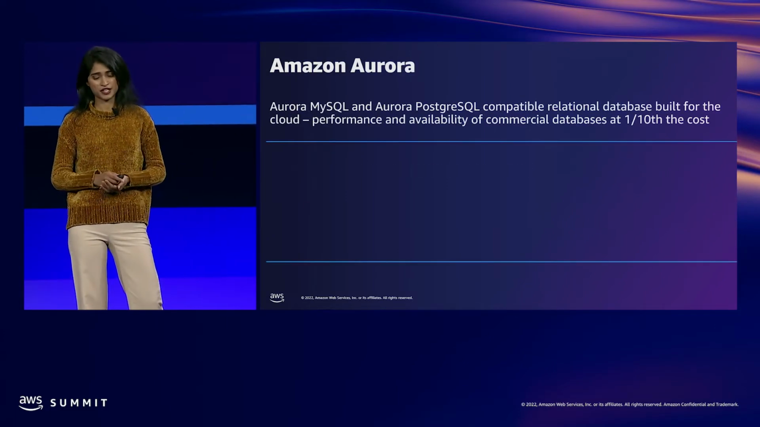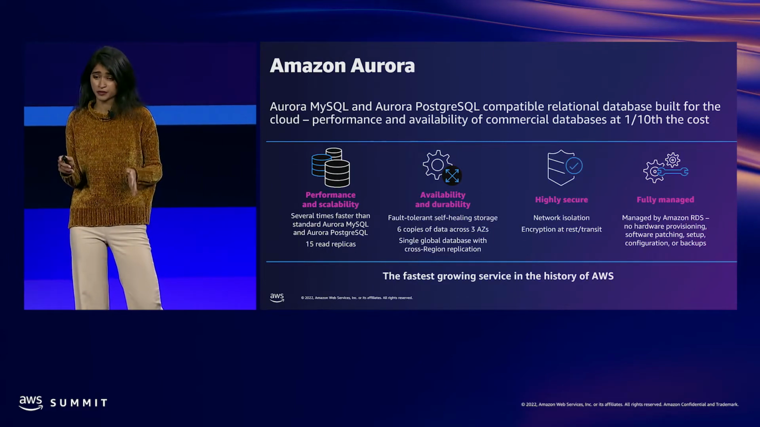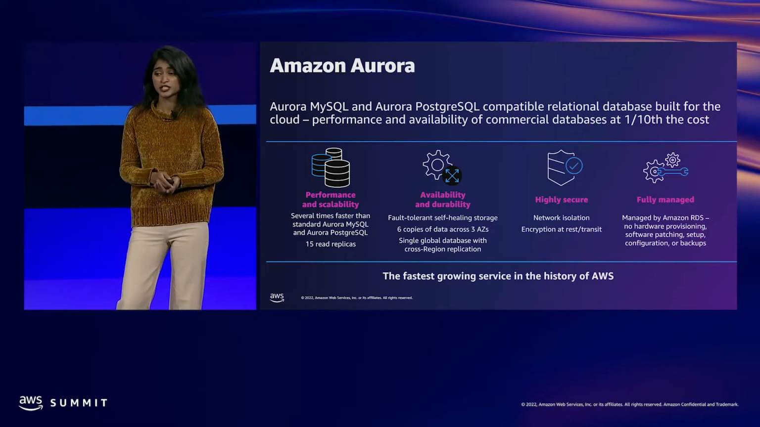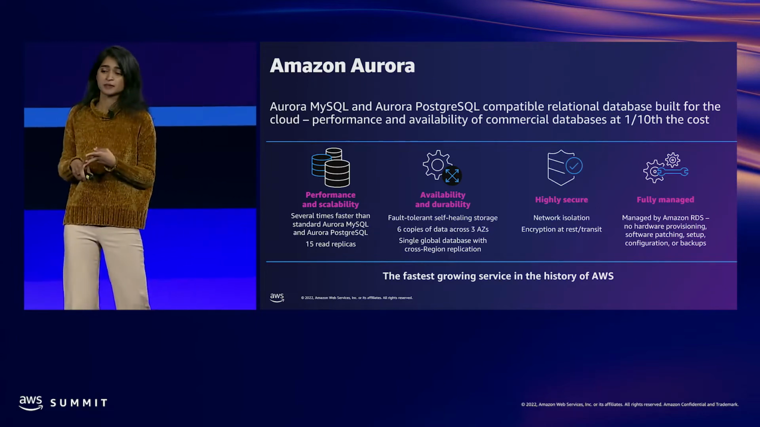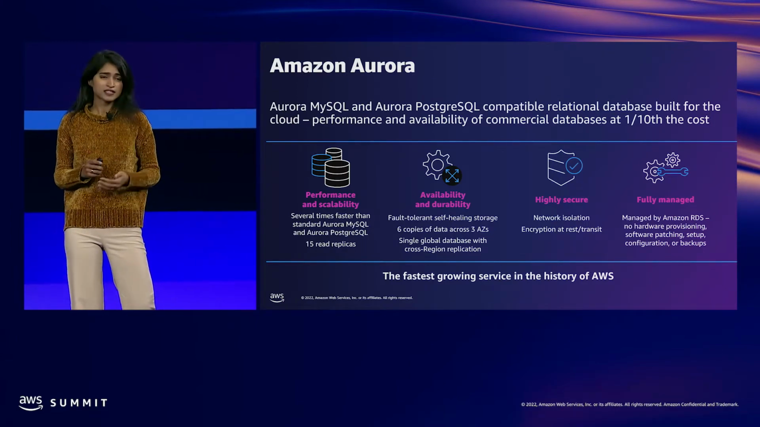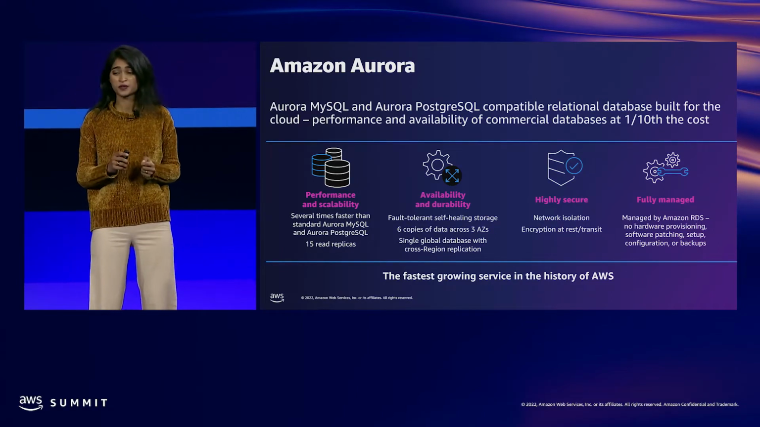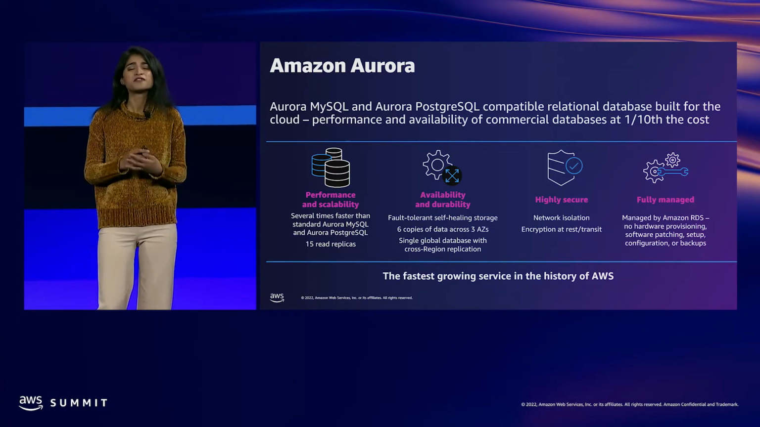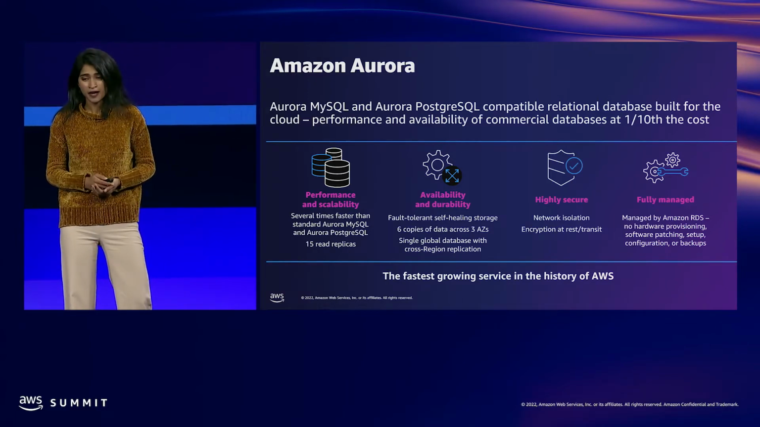So let's get started. Just a little bit of context to get everybody on the same page about Aurora. Aurora is a MySQL and Postgres compatible relational database that is built for the cloud. You get performance and availability that you expect from a commercial database at just 1/10 the price. Now, we also have the distinction of the fastest growing service in the history of AWS. So we are very proud that you chose Amazon Aurora to run your workload on.